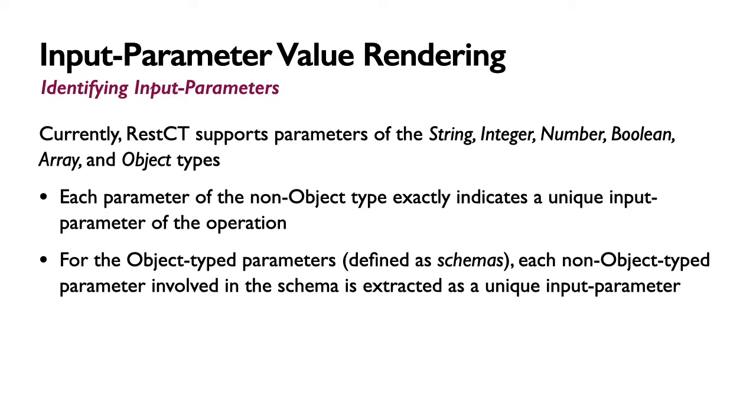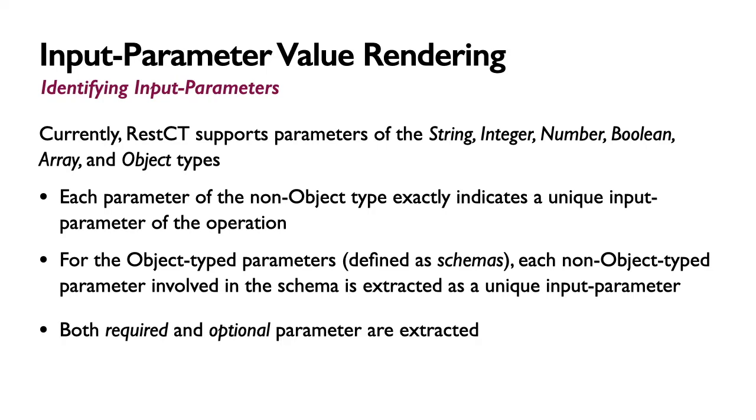Regarding the parameters, currently REST-AT supports parameters of different types, and each primitive typed parameter is extracted as a unique parameter of the test model. Here, note that some input parameters are tagged as required and some others are optional in the specification. Both of these parameters are considered in REST-AT.